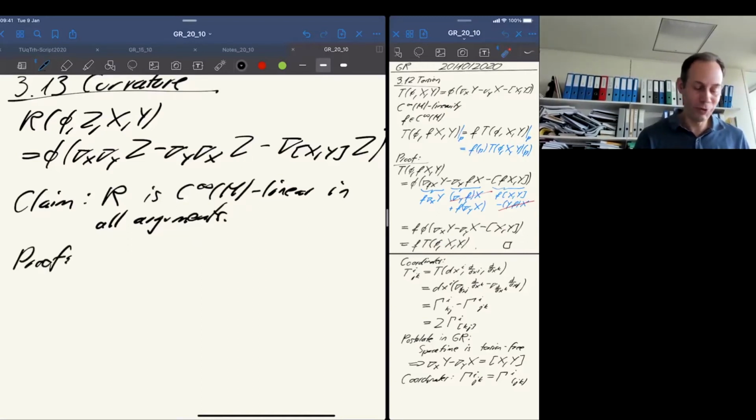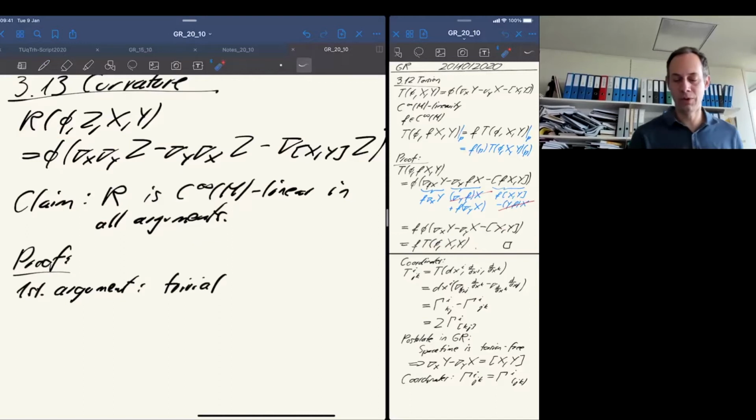I mean, not for the first. The first is trivial. Let me write this down. First argument. This is again obvious. I write down trivial for the same reason as it was trivial for the torsion. Because the phi already appears outside of the bracket, and clearly if I multiply this with a function f, the function f is just outside. It's essentially just obvious from the definition. That's what I mean here by trivial.